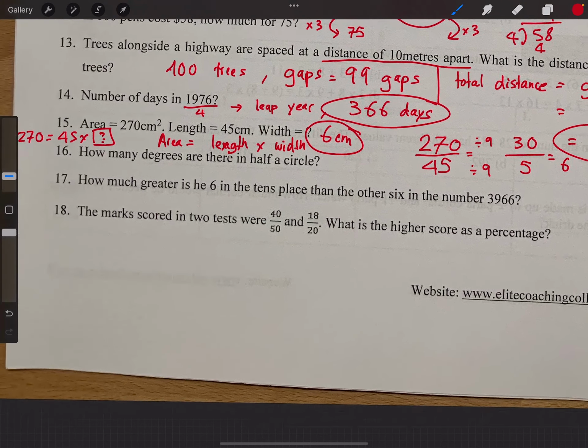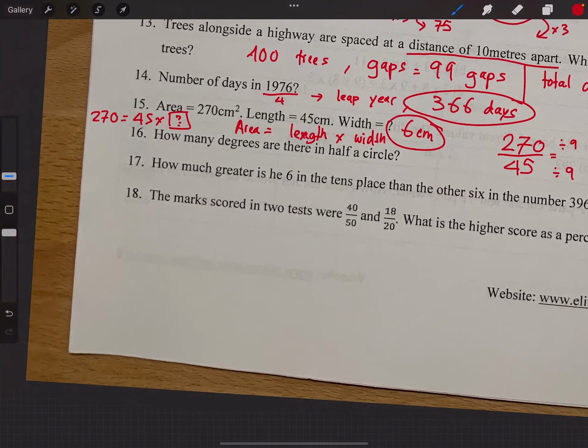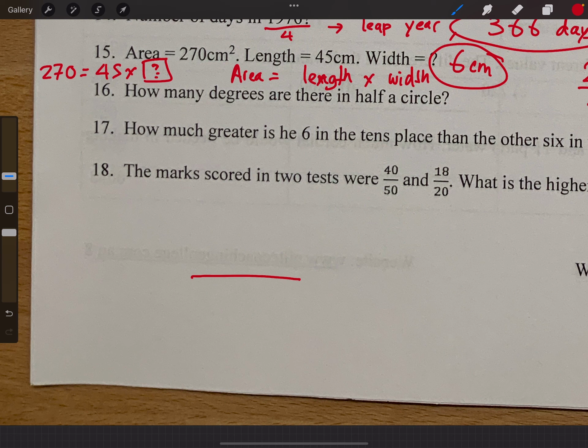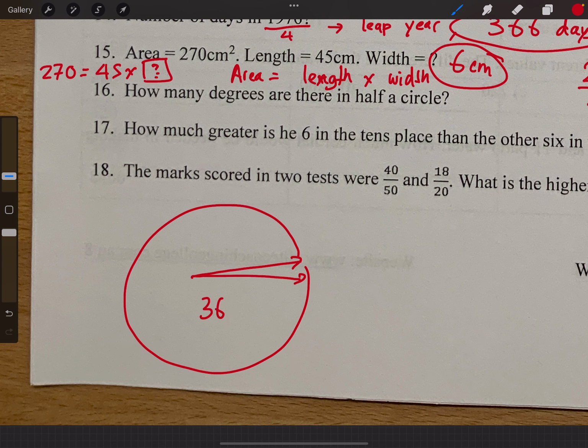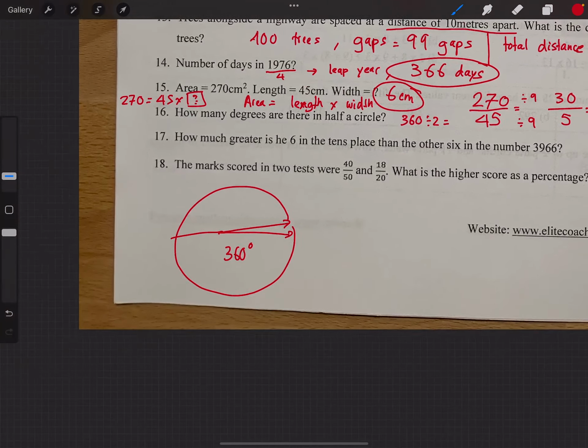Done. Question 16. How many degrees are there in half a circle? Let's say we have 2 lines here. If I go the full circle, that's 360 degrees. Half a circle is only half of that. So you know what half of that is? 360 divided by 2, work it out.